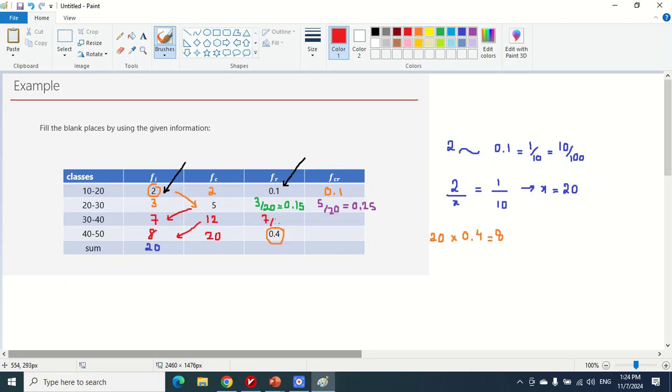Again, you can add that relative frequency to the previous one to find the value of the cumulative relative frequency. In that case, 0.25 should be added to 7 over 20. And at the last step, for the cumulative relative frequency, we know it should always be equal to 1, because if you add 0.25 plus 7 over 20 plus 0.4, the result should be equal to 1, and at the end this one also should be equal to 1. We fill the blank places by using the given information in this way, calculating the value related to each one.